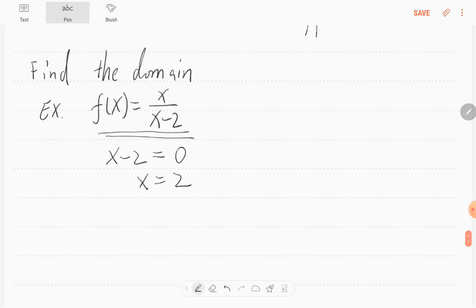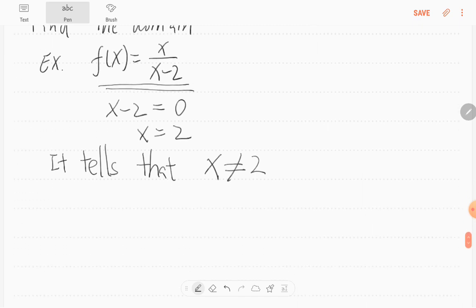So it tells you that the domain is x can be all the numbers except 2. So x is not equal to 2. So this is the domain.